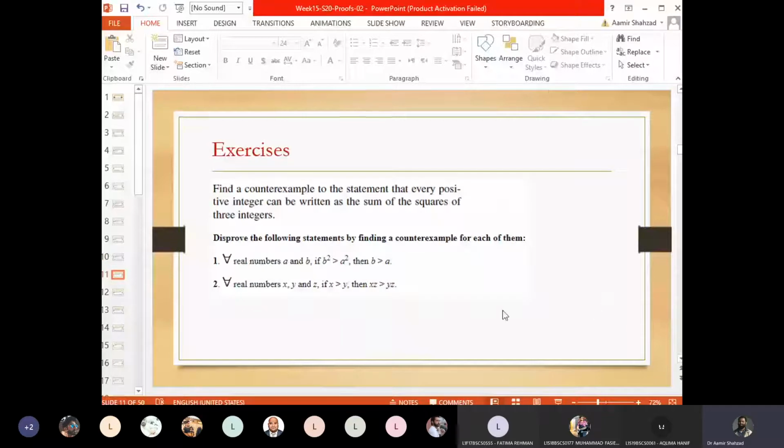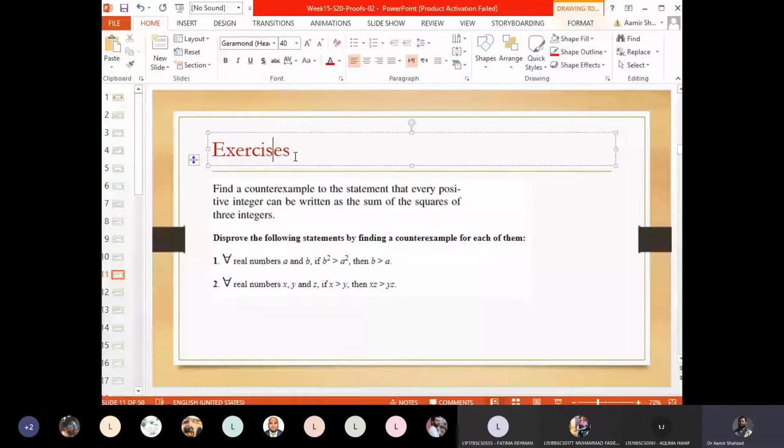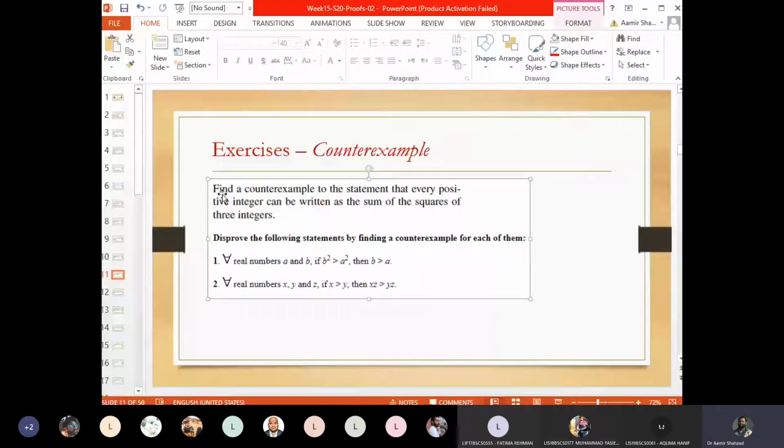Let's do some exercises of counter example. Counter example, we need to just give one example to refute the claim, जो हमारे पास proposition है उसको. हमने अगर show करना है कि this proposition is wrong, a counter example should be enough. So let's see. पहला problem है: find a counter example to the statement that every positive integer can be written as sum of the squares of three integers.